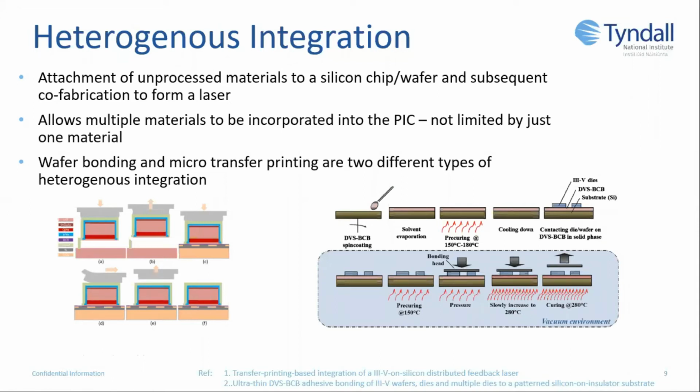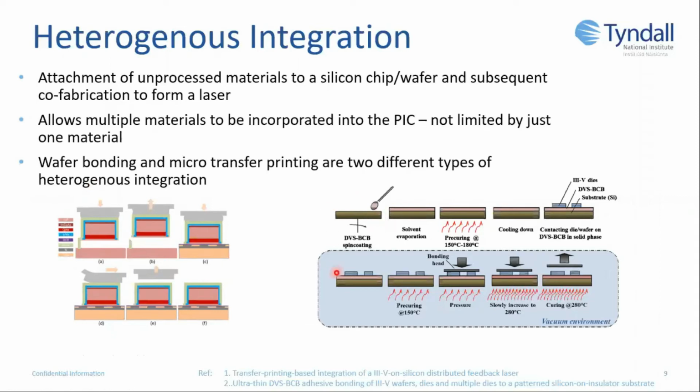Heterogeneous integration, therefore, would be preferred for a multifunction PIC. Multiple materials are incorporated into the silicon PIC, allowing for a more compact device. There are two main methods of heterogeneous integration: wafer bonding and microtransfer printing. You would have learned about microtransfer printing on Tuesday with Emma. To the left, here's just a schematic of transfer printing a DFB laser. The PDMS stamp head comes down, picks up the laser coupon, and then places it on the target substrate.